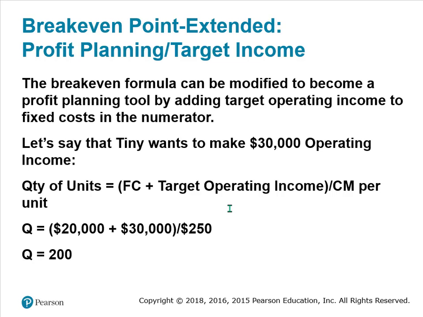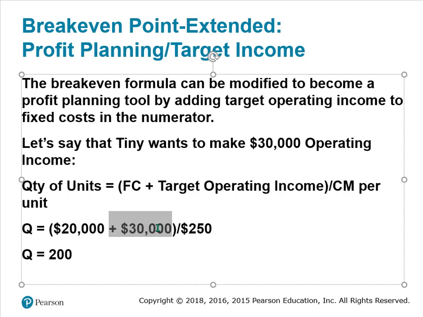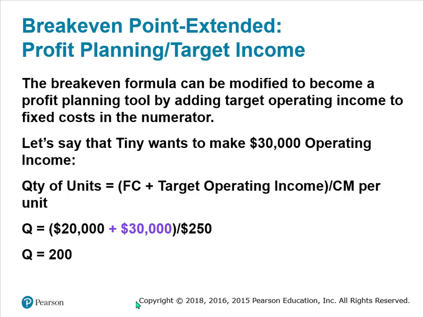And then target income is a nice thing. The break-even formula can be modified to become a profit planning tool by just adding the target operating income to your fixed costs. So here we see that if Tiny wants to make $30,000 of operating income, he needs to sell 200 units. So what we're doing is taking our operating income and adding it to the fixed cost. Just think about it as another lump to cover. So the quantity would be 200.